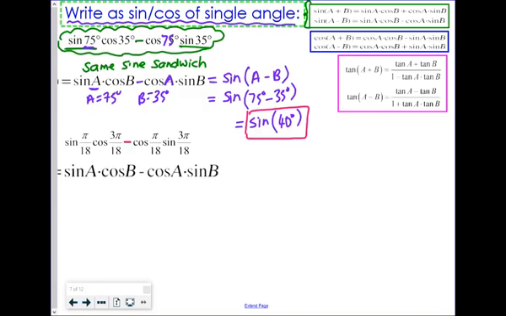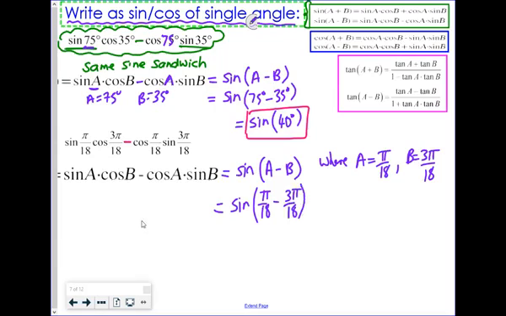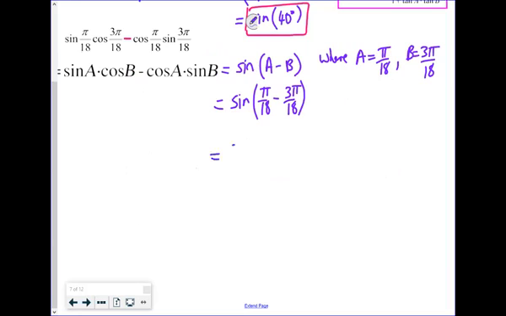So we've been given this side this time, and they're saying that is equal to the sine of A minus B, where A equals pi over 18, B equals 3 pi over 18. So we just have to say sine of A, replace it with pi over 18, B, replace it with 3 pi over 18, and now that's two angles. I haven't finished yet. I've got to do that math and simplify it.